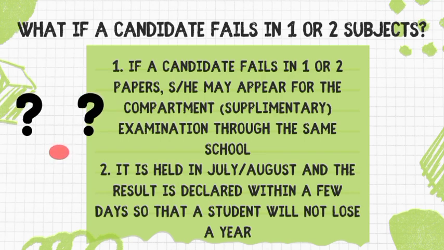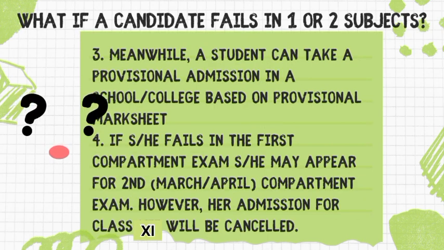Now what if a candidate fails in 1 or 2 subjects? If a candidate fails in 1 or 2 papers, the candidate may appear for the compartment or supplementary examination through the same school. It is held in July or August and the result is declared within a few days so that the candidate will not lose a year.